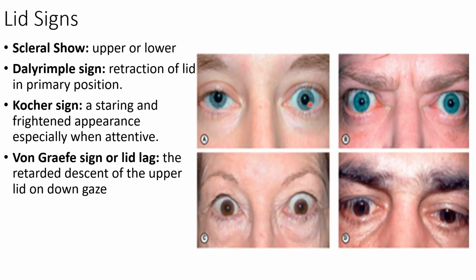Then the patient may have a staring appearance, like you can see there. This is called Kocher's sign, especially when the patient is attentive. Then there is von Graefe's sign, or lid lag, the retarded descent of the upper lid on down gaze. Here you can see the patient, when looking down, has a lid lag on the right side. This is called von Graefe's sign.